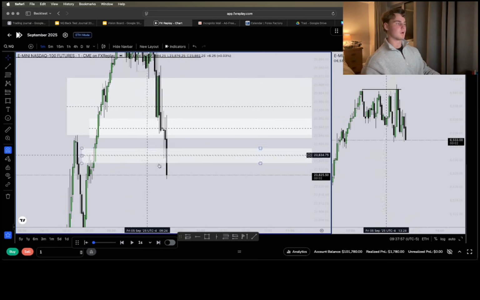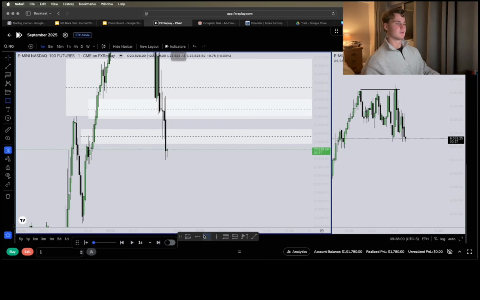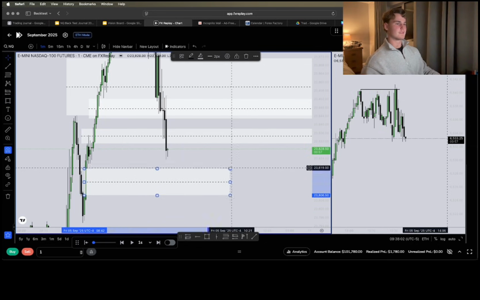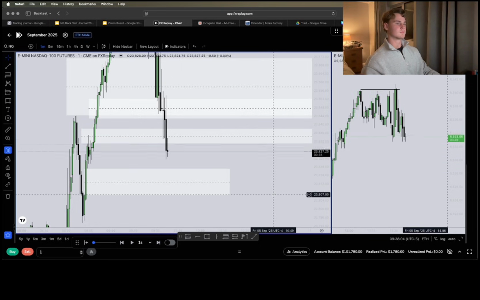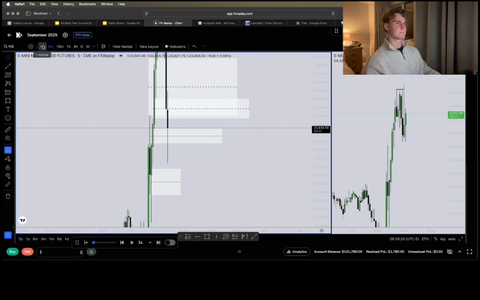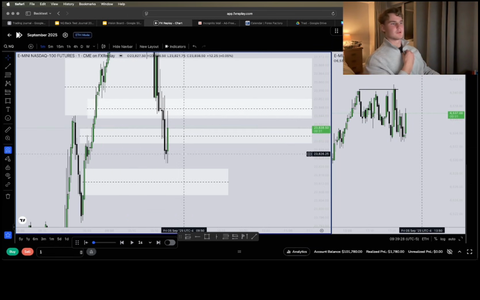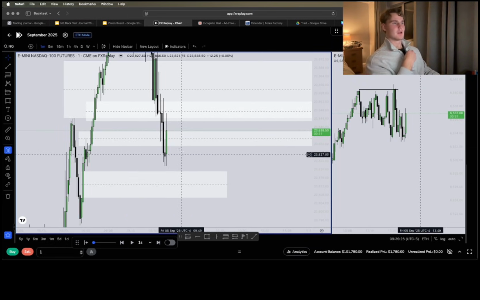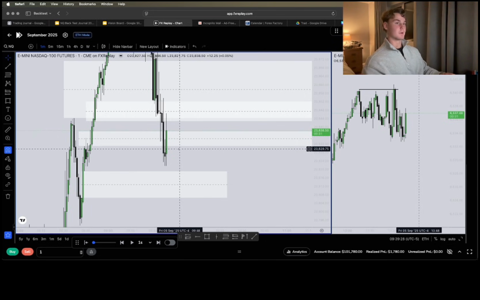Do see a displacement lower, multiple manipulations lower. Now it looks like price is starting to come to this 1 minute BISI here. Okay, we're just edging the drawn liquidity. We're not really doing much. Okay, so we do see displacement higher. We're not really doing much. We're just continuing lower.